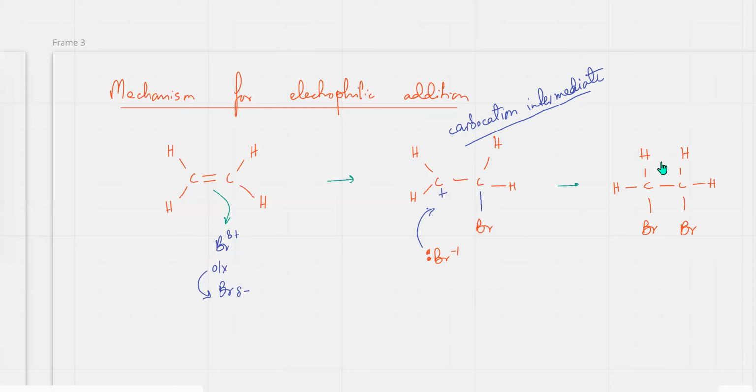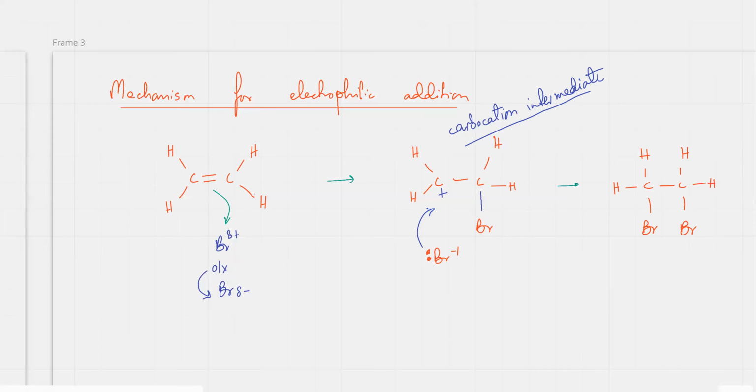Sir, what is this O and X in Br plus and Br minus? That's the two electrons. I mean, you had bonded electrons, right, between the two bromine atoms. Okay? The two electrons got repelled because of the pi electron cloud over here, right? So this is the mechanism of the reaction.